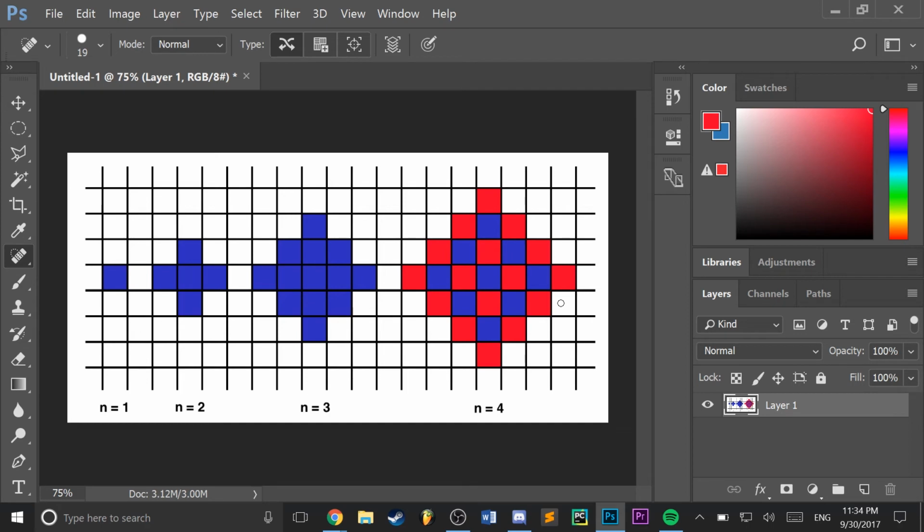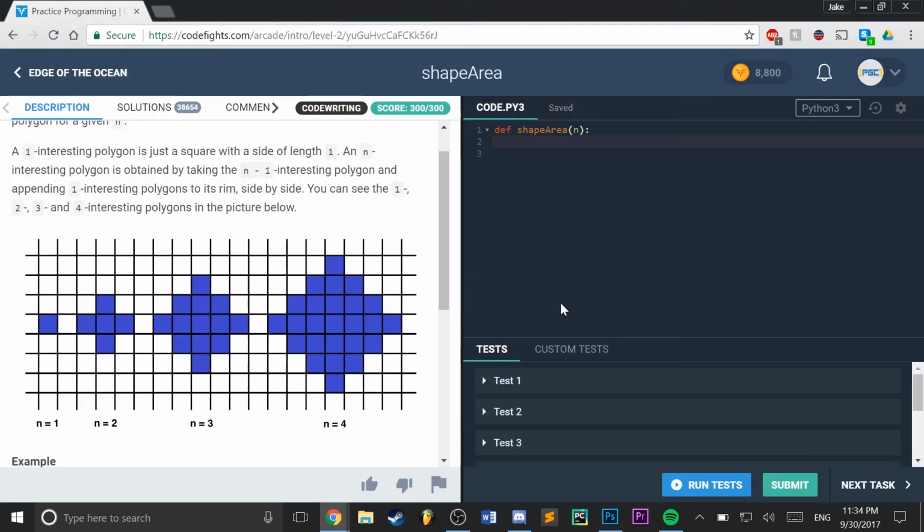So if we go back to CodeFights, we can try to express this as a formula. What we're going to do is first say that if n is equal to 1, then we're just going to return 1. This is just for the case that we have 1, because the pattern isn't really there in this case. But for all other cases, it becomes more apparent. So otherwise, we're just going to express it in terms of n.